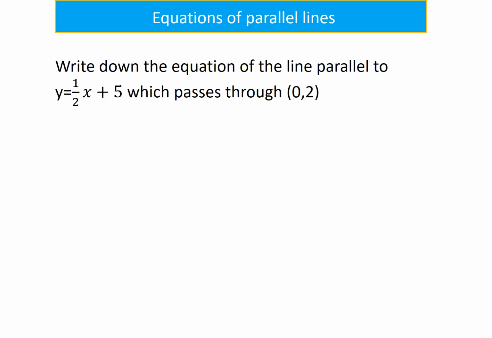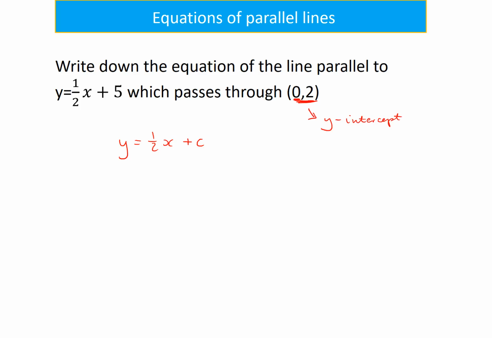So I need to remember that the line needs to have the same gradient because the lines are parallel. So I know for sure that it will be y equals a half x, but then I need to have a y-intercept, and I'm told that the line needs to go through 0, 2. Now, because the value of x is 0, this is actually the y-intercept.